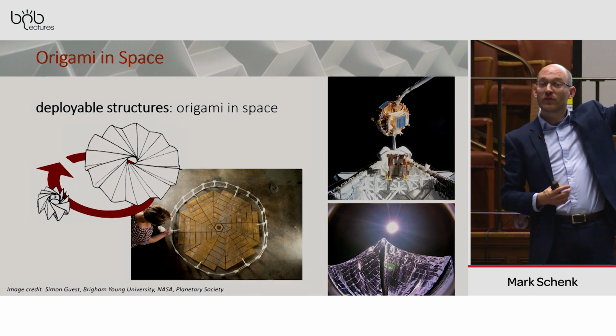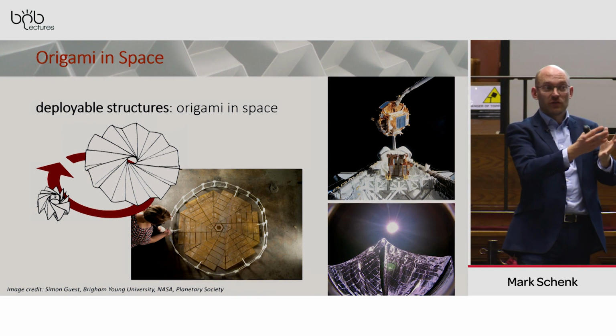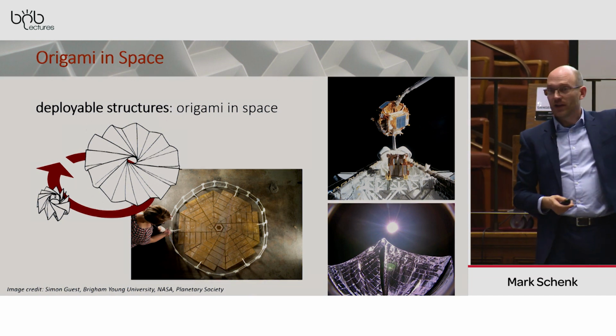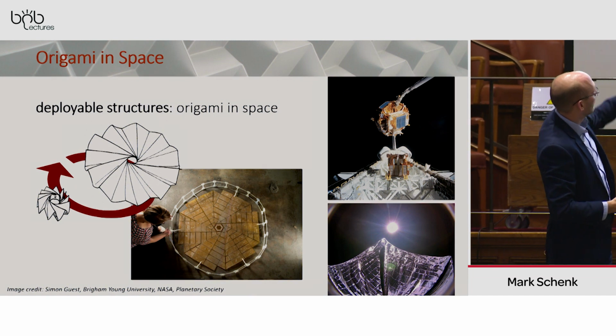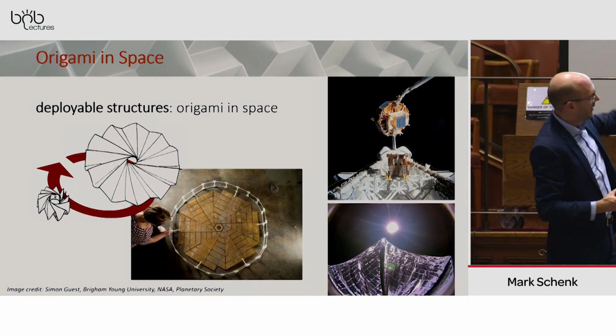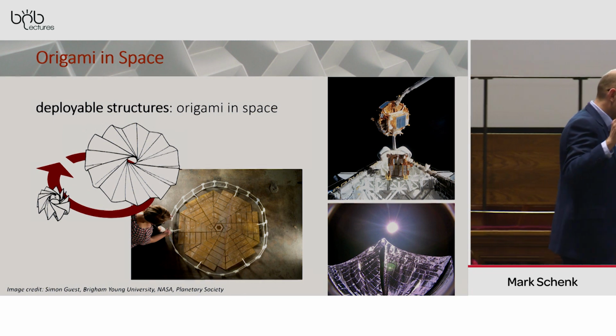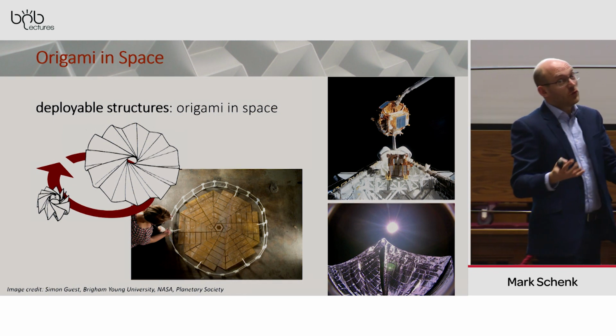But top right is Miura's satellite, where he had this kind of solar panel which deployed. Bottom right is a solar sail. I'll come back to it. And here's a kind of a wrapping pattern where that array there will kind of fold up into a small bundle. But these are really exciting applications of using origami in space.